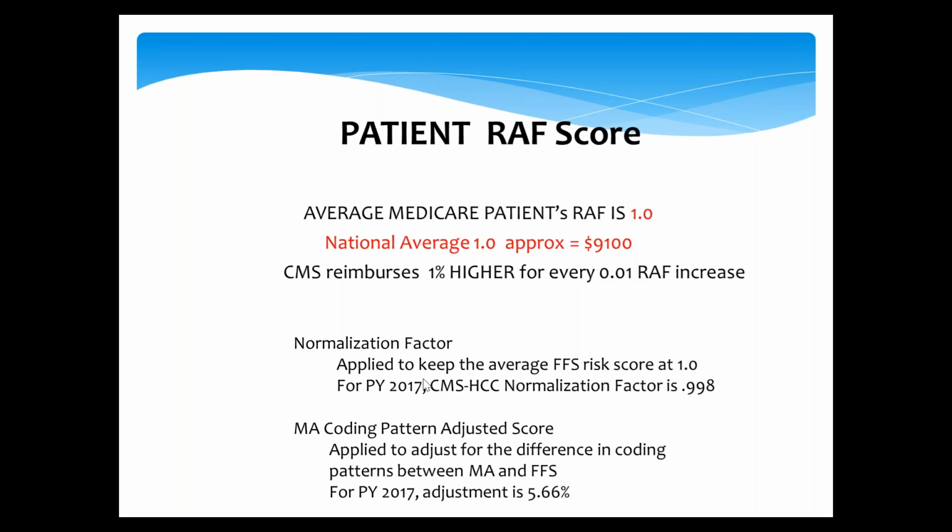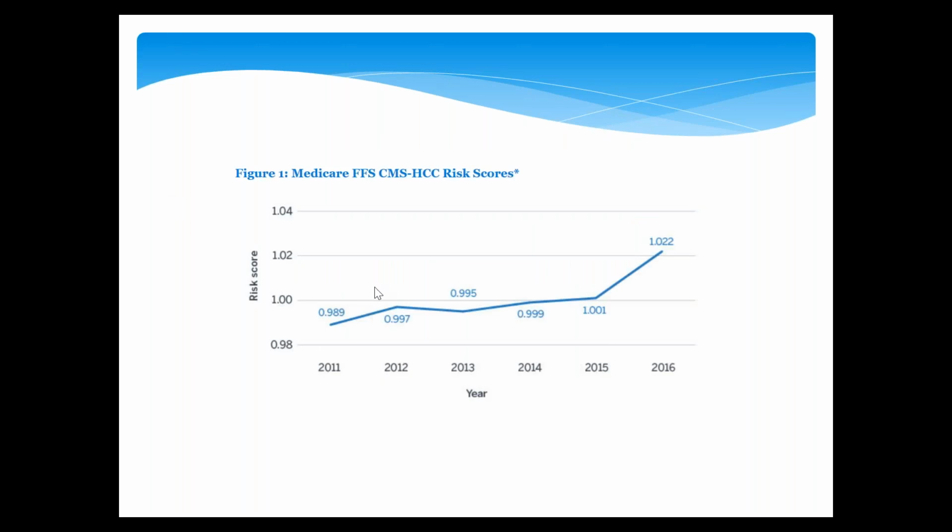And then there's a big difference between MA coding and fee-for-service coding, because in MA coding you have all the incentives for the MA plans to make sure that you're coding correctly, whereas in fee-for-service nobody is looking over your shoulder. That adjustment was 5.66 this year.